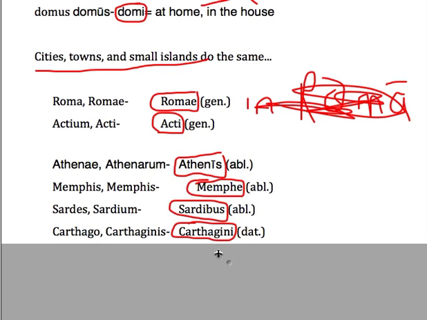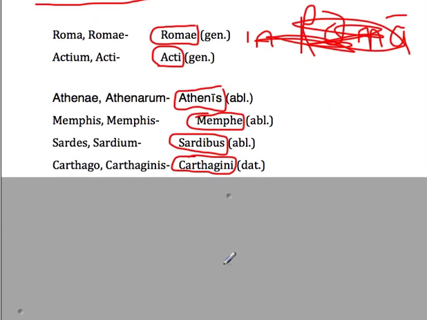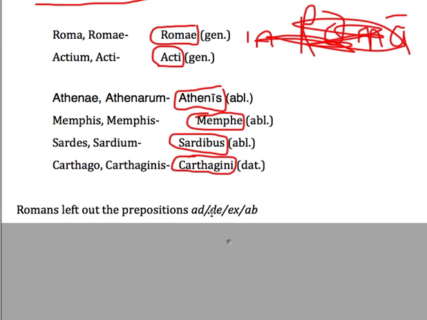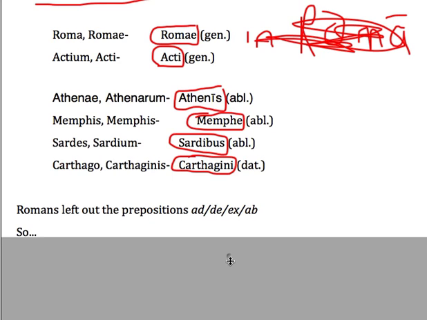So what that's going to give us is the following possibilities. Or, well, let me back up. What that means for us is the Romans would not write in plus the ablative form of any of these that are cities, towns, or small islands. If they're first or second declension singular, they'd use a genitive form to say in. If they're anything else, they'd use an ablative or dative form to say in. The Romans ultimately, with cities, towns, and small islands, did not use ad, de, ex, ab, or in, like I've discussed.